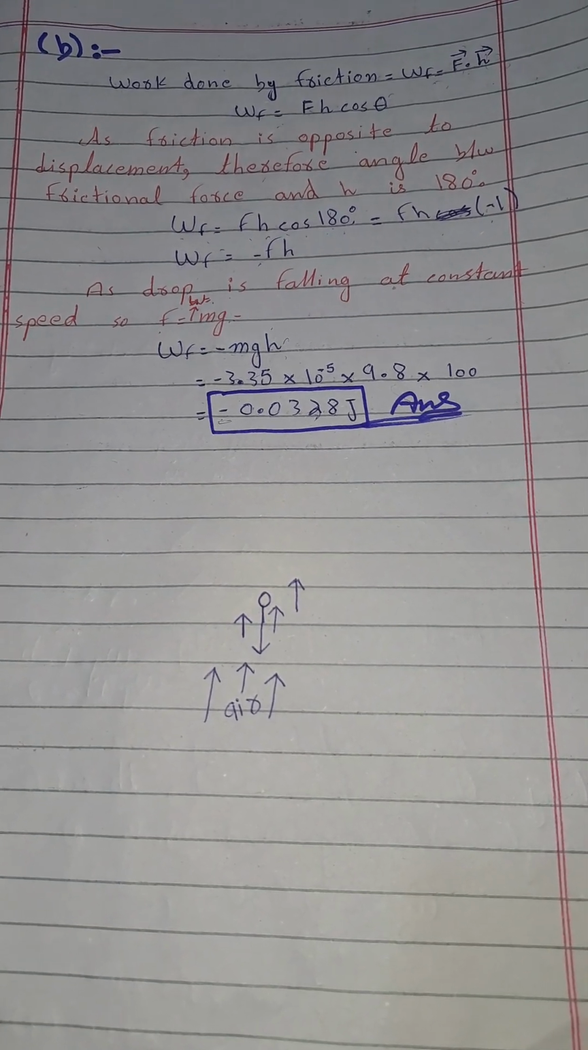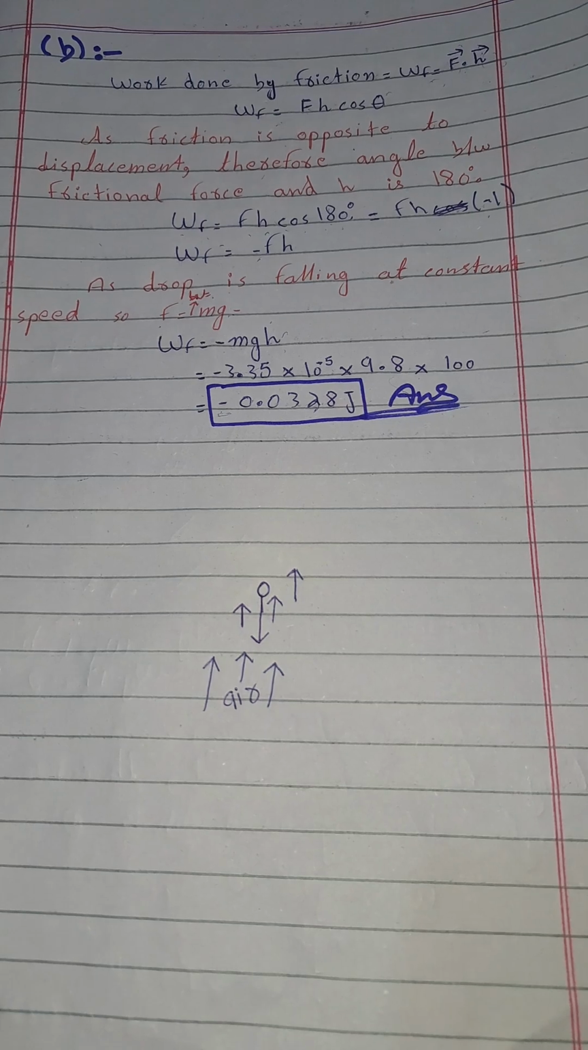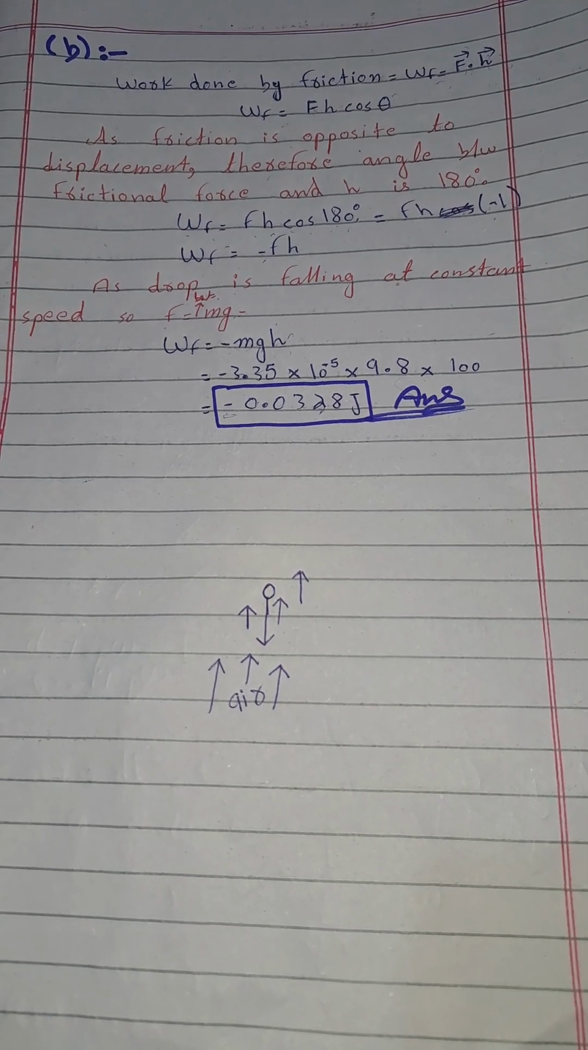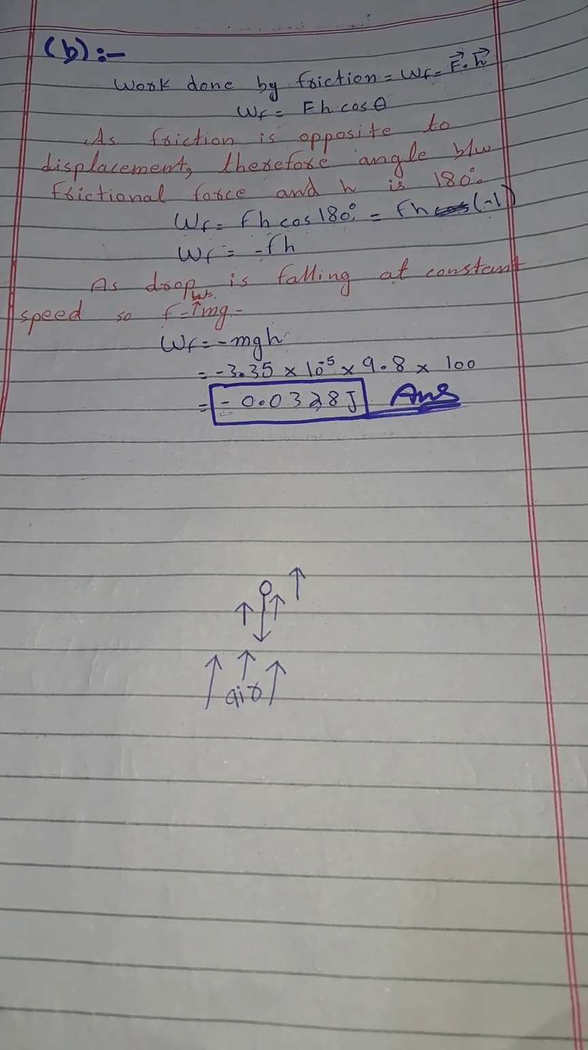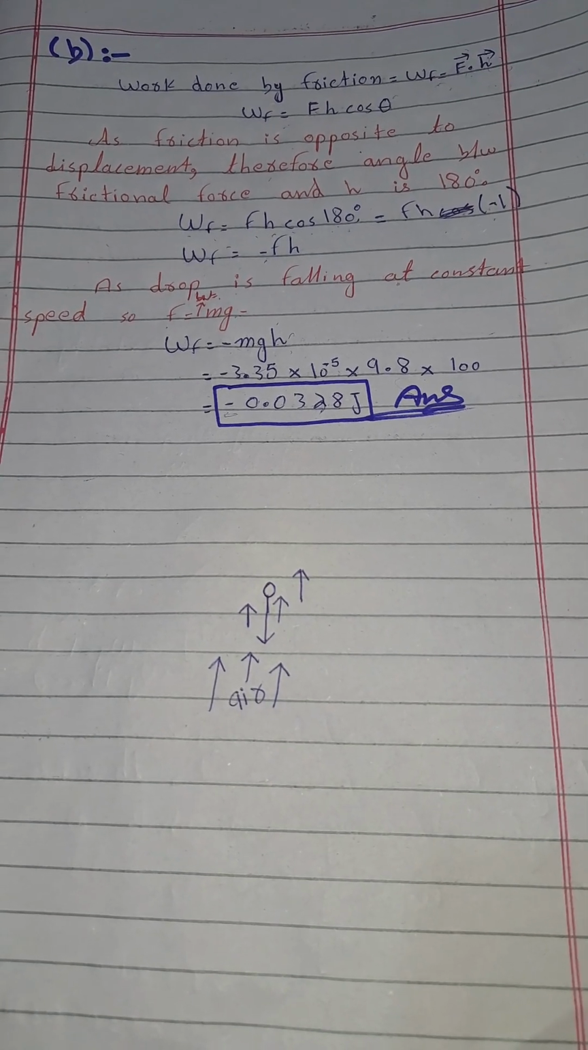You know why one is negative and one is positive? Because both forces are equal but in opposite directions. Due to opposite directions, one is positive and one is negative.